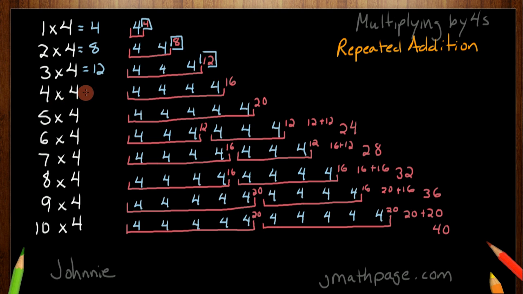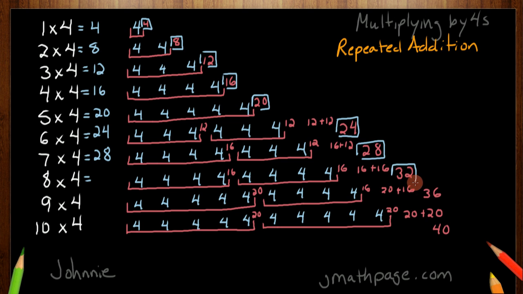4 times 4 equals 16. 5 times 4 equals 20. 6 times 4 equals 24. 7 times 4 equals 28. 8 times 4 equals 32. 9 times 4 equals 36. 10 times 4 equals 40.